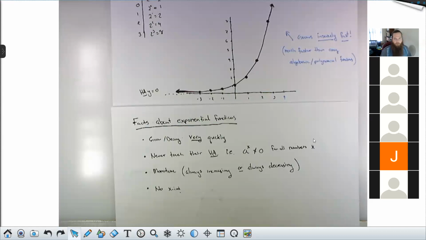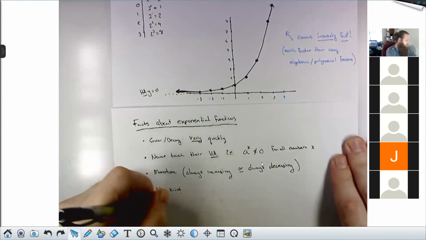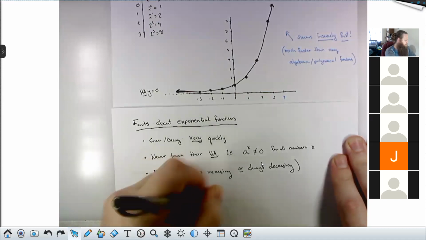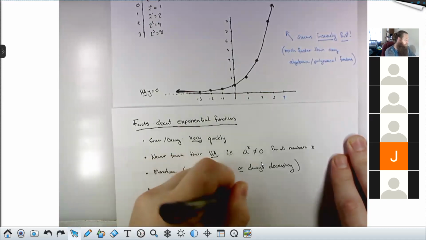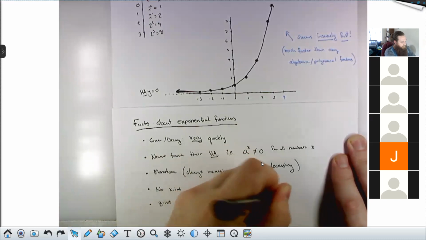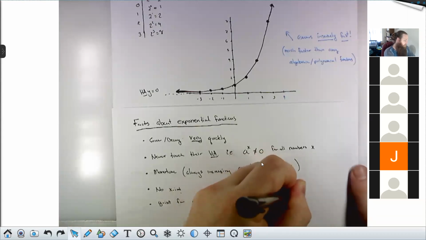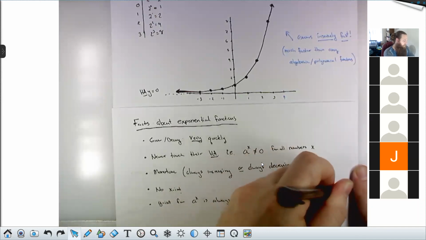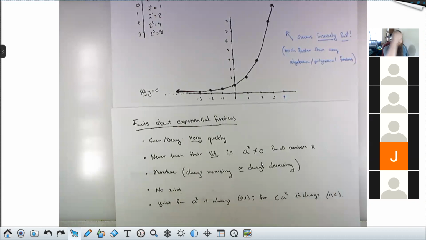The y-intercept, if you're just looking at something like a to the x, the y-intercept is always the point (0, 1). And for c times a to the x, it's always (0, c). For that reason, c is sometimes called the initial value or starting value for these functions.